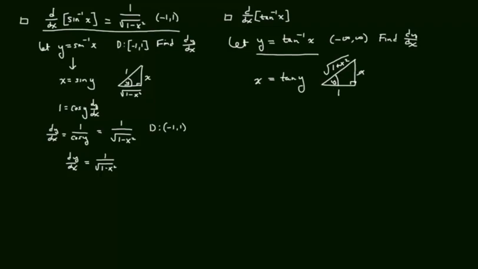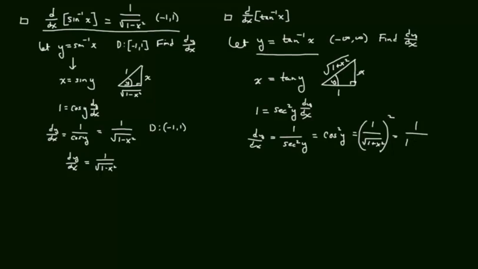Now we do our implicit differentiation. So 1 equals the secant squared of y times dy dx, and dy dx will equal 1 over the secant squared of y. Or we can say equal to the cosine squared of y. So I go back to my triangle to figure out what is the cosine, which is 1 over the square root, but then that has to be squared.